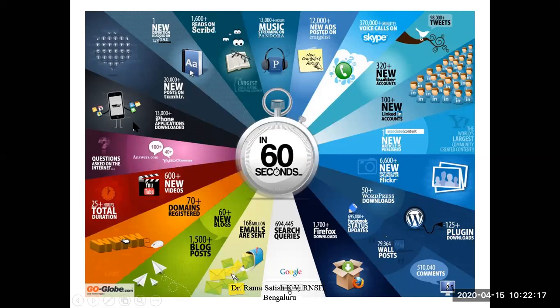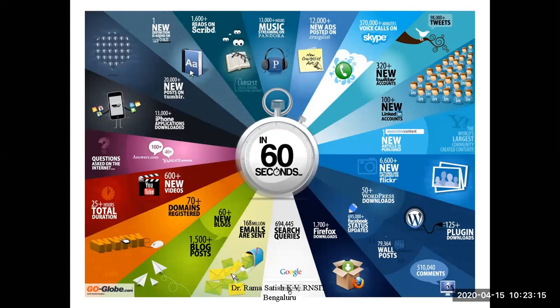A lot of apps were downloaded, lots of posts on Tumblr are done, and a lot of people are referring to documents on Scribd. Lot of people are listening to music, seeing ads, using Twitter, and a lot of data is generated through Skype calls. If you go around one circle, you see all the applications of the internet running successfully, and this is generating a huge amount of data in just 60 seconds.